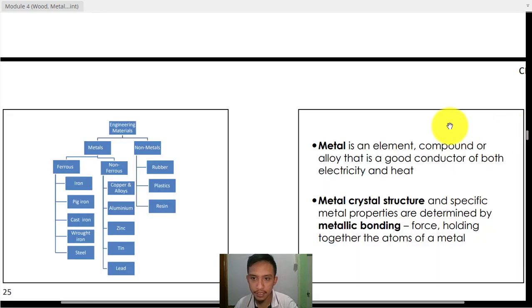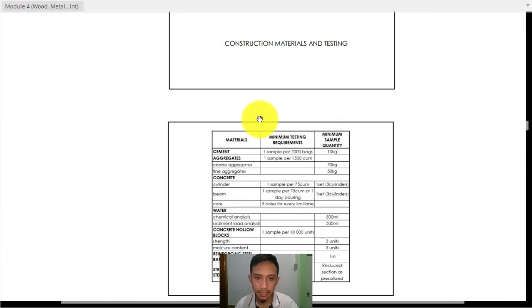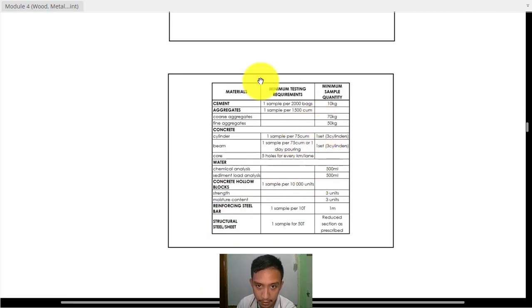I included here this table. This is a table for testing of these different types of materials. Since I did not include this in the discussion of concrete, and since this is also true for other types of material like steel and water, I will discuss it here. This is a standard for testing samples that will represent the batch to be used in construction.